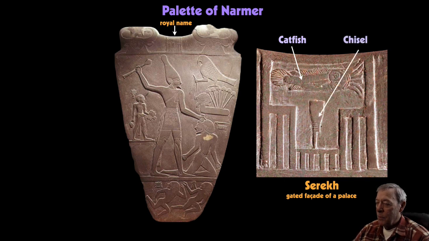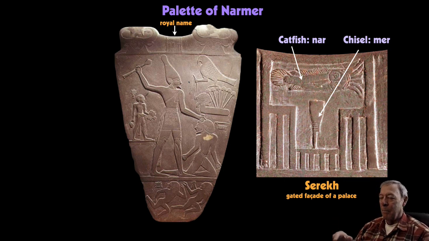And so in Egyptian, the term for catfish was nar, okay? And you can guess what the term for chisel was. That, of course, is mer. So the combination of the two is Narmer. So that's the royal name here on this palette of Narmer. I'll explain to you in a minute why we call it a palette when we look at the back side of it that is also carved.